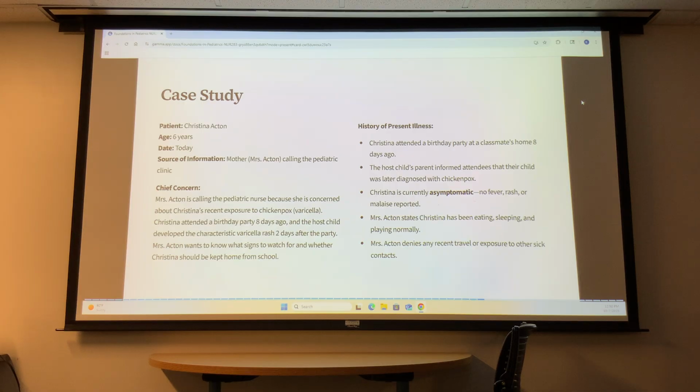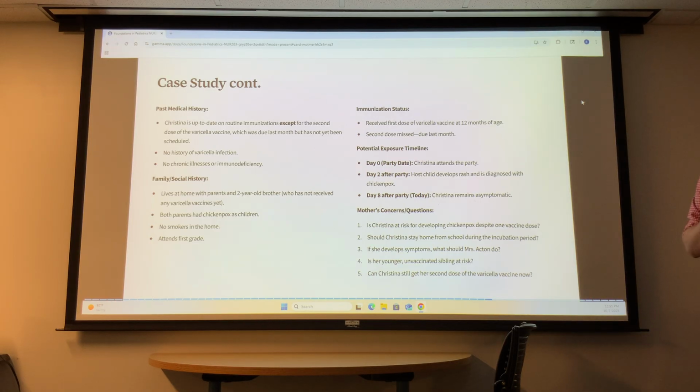So Christina attended a birthday party 8 days ago. The host child's parent informed the attendees that her child was later diagnosed with chickenpox. Christina is currently asymptomatic, no fever, rash, or malaise reported. Mrs. Acton states that Christina has been eating, sleeping, and playing normally, and Mrs. Acton denies any recent travel or exposure or other sick contacts. Okay, seems pretty straightforward.